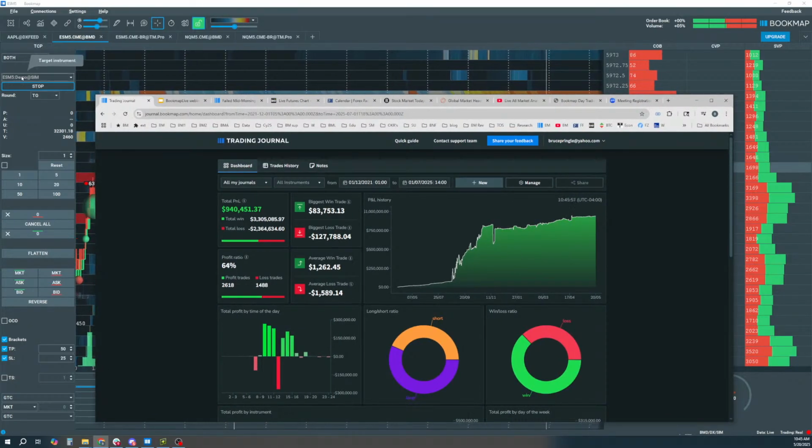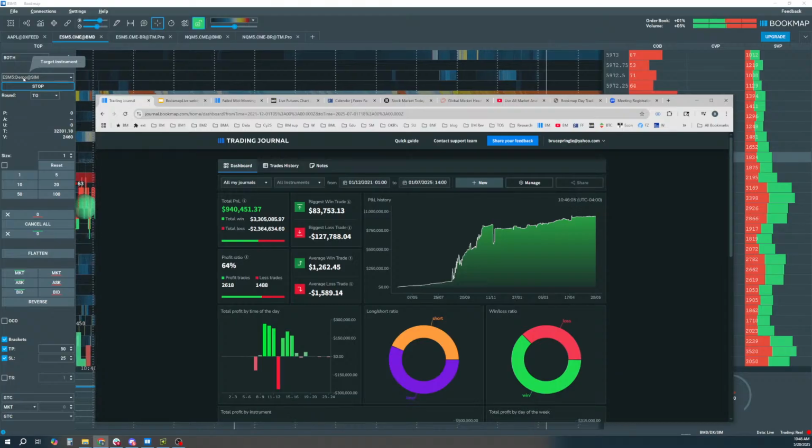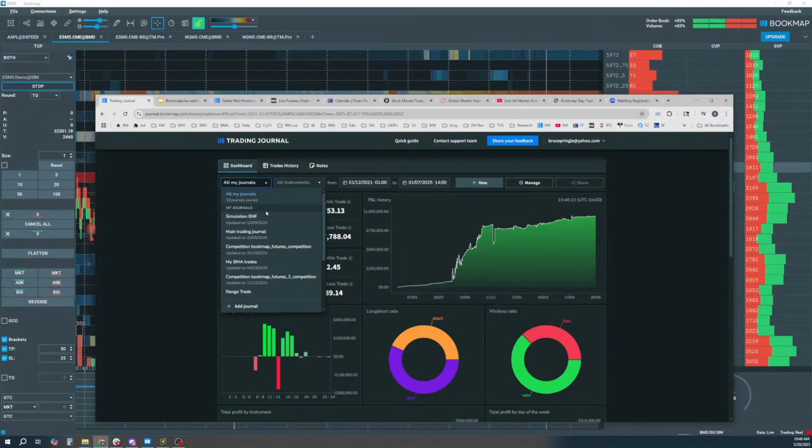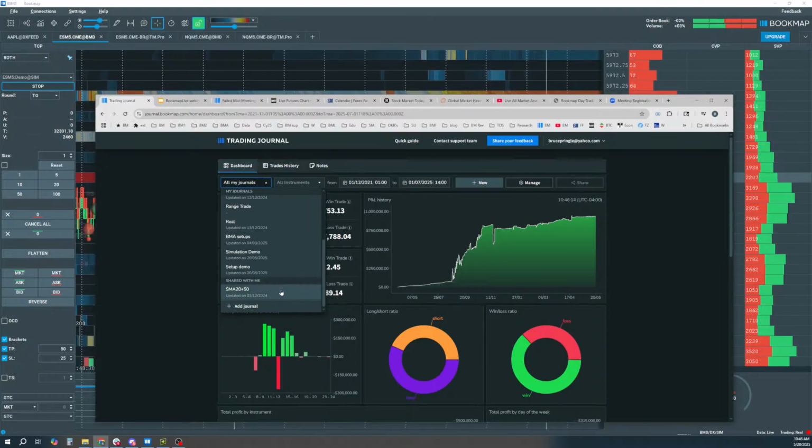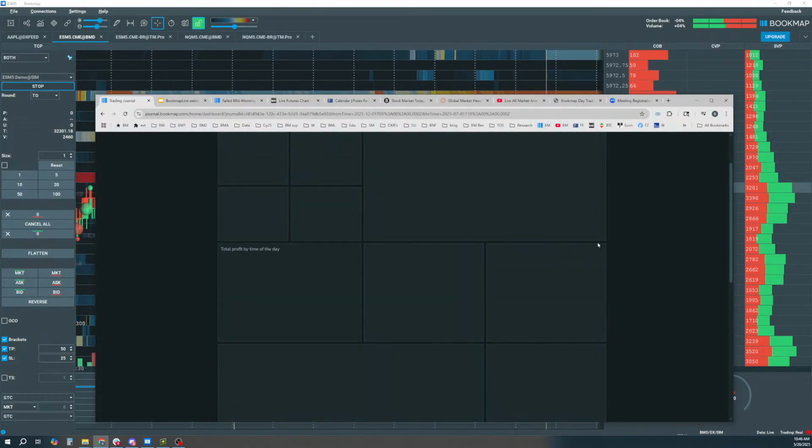I'll tell you this though, the trades that are sent into this journal here, they cannot be deleted. This one has to hold you accountable, basically, the demo sim here. So it's here, and if I bring it up here, simulation demo, I think this is it. It's got to be it.